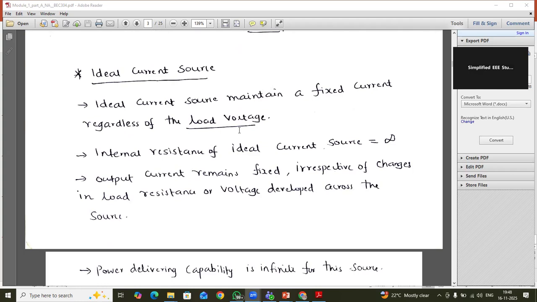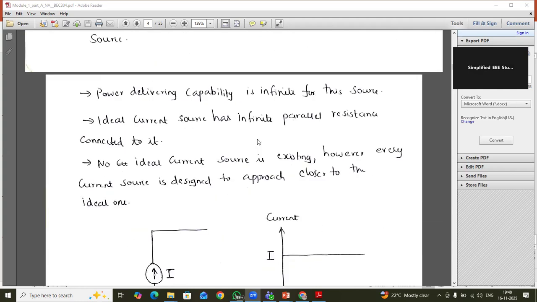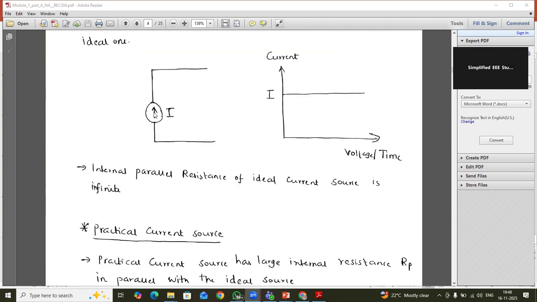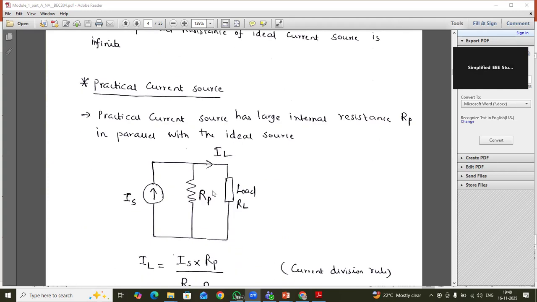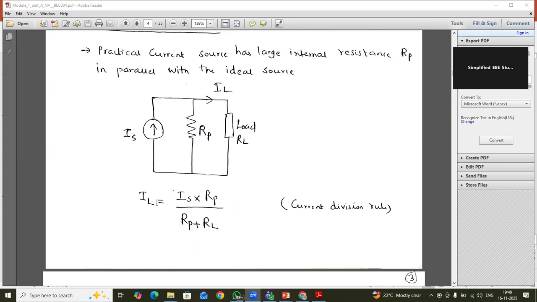For IL, you can apply Ohm's law: VS by RL plus the internal resistance. Then ideal current source. What is the meaning of ideal current source? Here, an ideal current source is nothing but a current source in this particular fashion. There is no parallel resistance. But if I talk about parallel resistance, there will always be an RP connected in parallel to the ideal current source. So using the current division rule, you can calculate the load current.